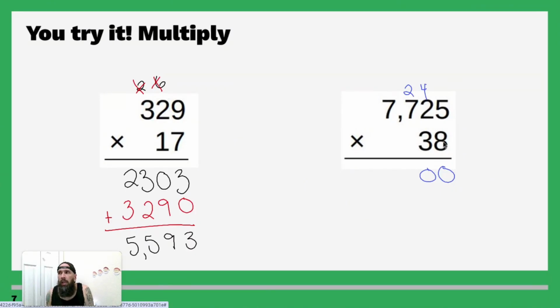7 times 8 is 56. 56 plus 2 is 58. Write out the 8, carry the 5, multiply and add. 7 times 8 is 56. 56 plus 5 is 61. So you write that out. Move to the next digit, attach a 0.